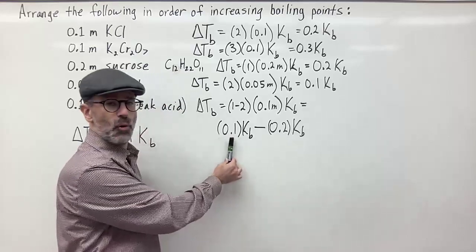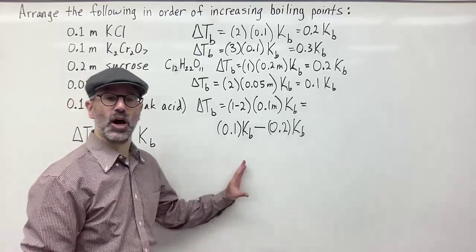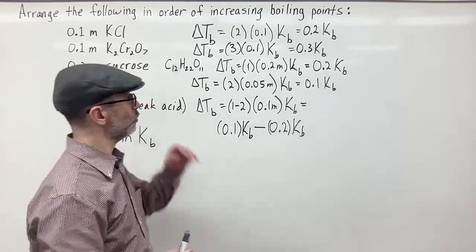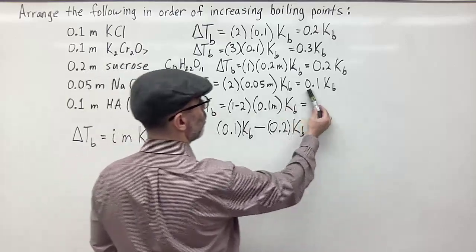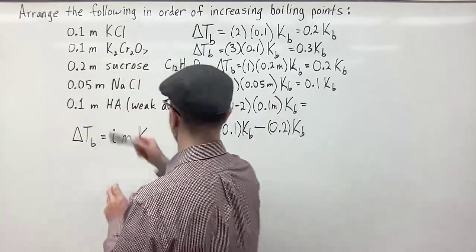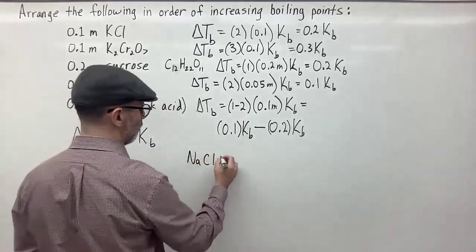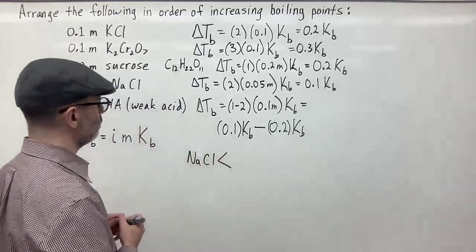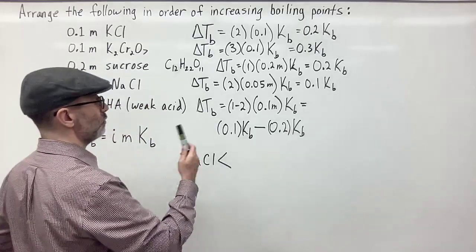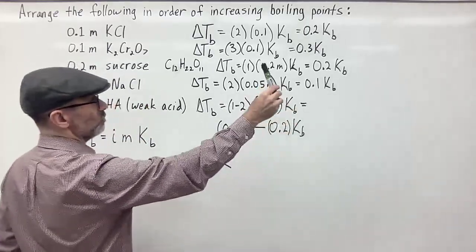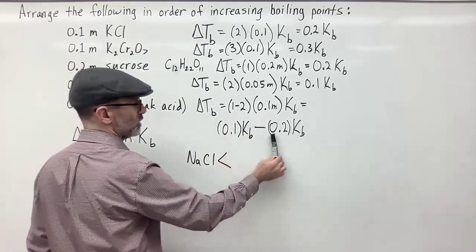It's not equal to 0.1. It's not equal to 0.2. It's somewhere in between. So we can go ahead and order this from lowest to highest. So far, the lowest is going to be 0.1 Kb. That's going to be the NaCl. So NaCl is going to have the lowest boiling point. And then next we have the weak acid, which is somewhere between 0.1 and 0.2.